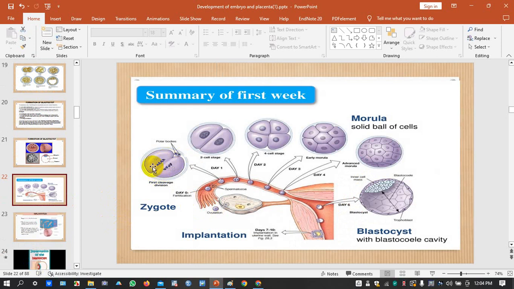The first one, the zygote formation. After the zygote, then the 2-cell stage, 4-cell stage. This is the early morula, and the 16-cell stage, and the 32. So we have the blastocyst, the cavity covered with fluid, and the outer cell layer, and the inner cell mass, or the embryoblast. Okay, so let's continue.